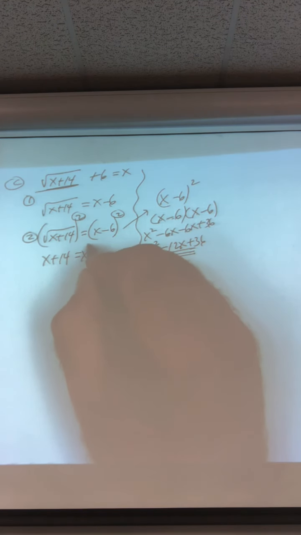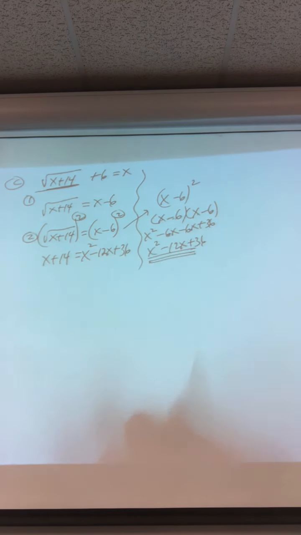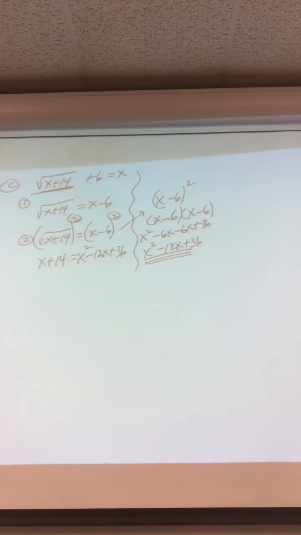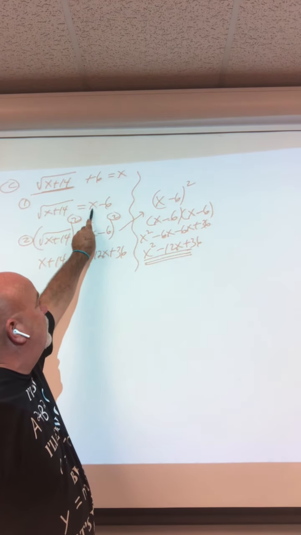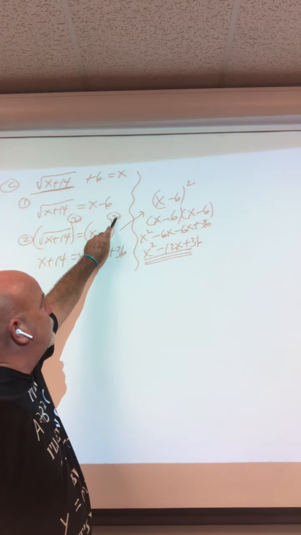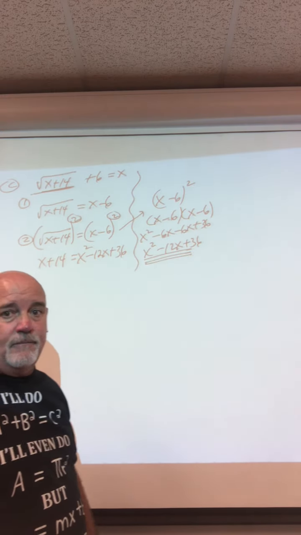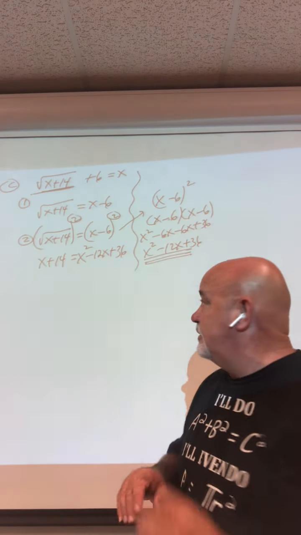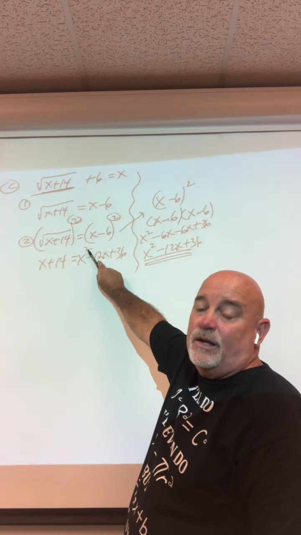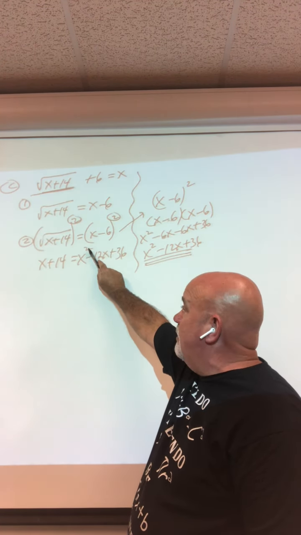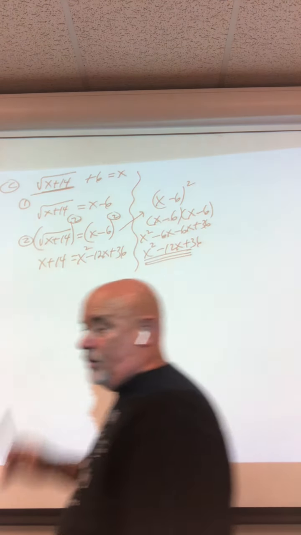So let's put that in here. x squared minus 12x plus 36. Okay, so what was the first difference? You can't subtract these together. What was the second difference? When you square this binomial with this x in it, you have to do the FOIL method. Now, here's the third difference. Look at what kind of equation you have. This is a quadratic equation. Remember, to solve a quadratic equation, it has to be set to 0.